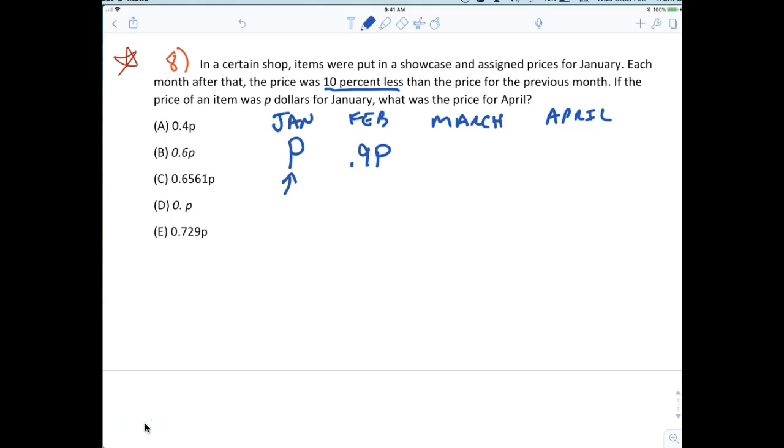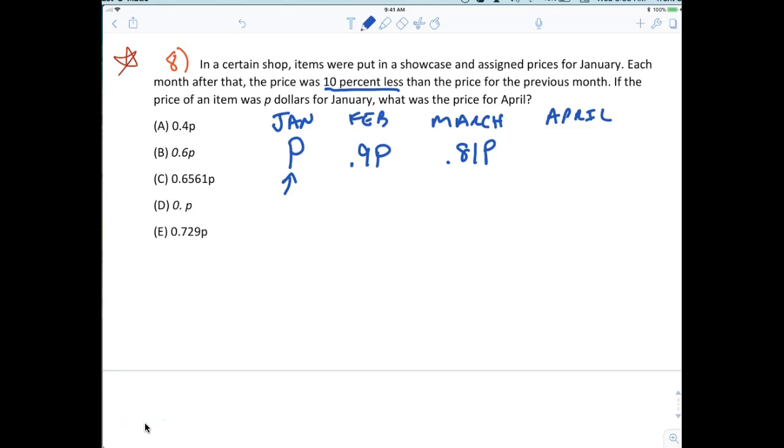Everybody with me so far? All right. Now, it doesn't sell in February, so you knock it down another what? Now, do you mark it 10% from January, or do you mark it 10% from February? From February. So now I'm taking 90% of what? Of 0.9. And what's 9 times 9? So this would be 0.81p. That's what the price would be. Everybody happy with that explanation? All right, because you're taking 90% of the new amount.